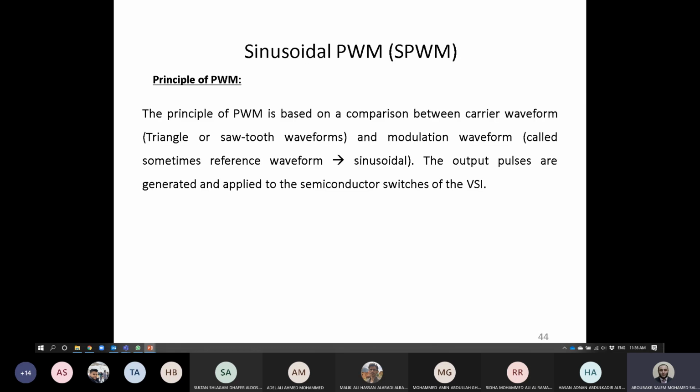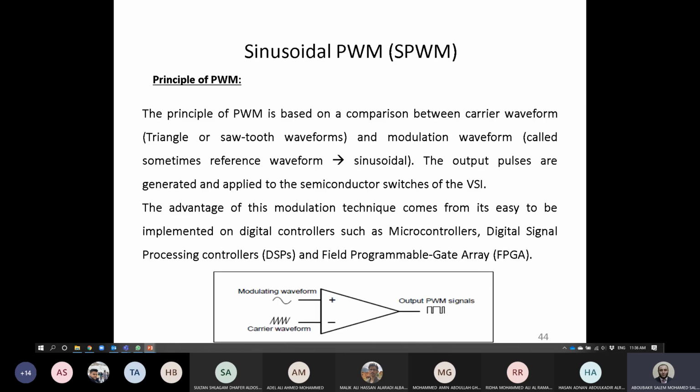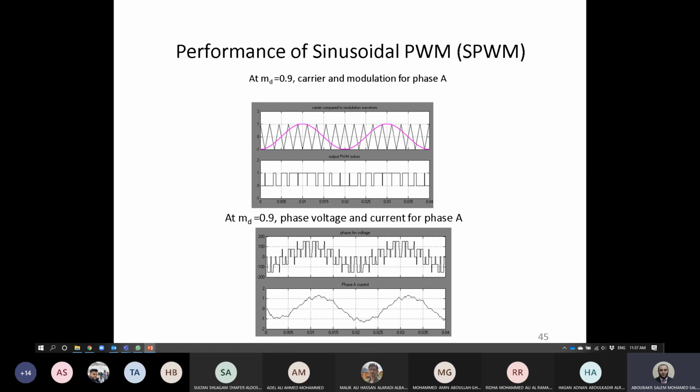So, the principle of sinusoidal wave, Shabab, we discussed it previously. We just compare the modulating waveform, which is sinusoidal, with the carrier. Carriers are used just to sample the waveform of the sine wave. So, here, Shabab, for instance, this is our modulating waveform, which means this waveform will give you the frequency exactly like that, and the output of this converter or inverter will give you a frequency of that value.